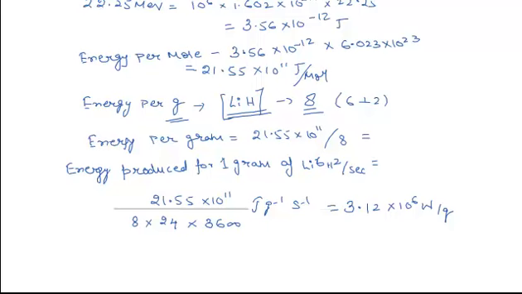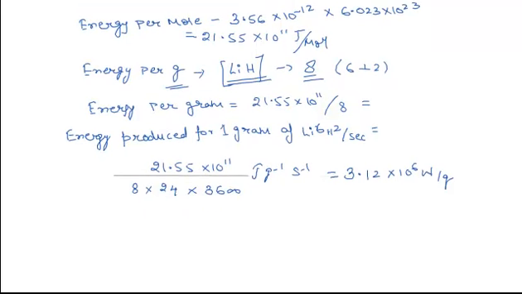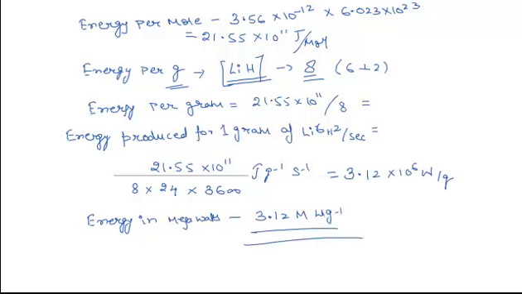Now our answer is still not complete. Is the question asked in watts per gram? What is watt energy? Watt is joules per second, gives you watts. What is measured as the energy per second is watts. Now we want the energy in megawatts. So what will be the energy in megawatts? It would be 3.12 megawatts per gram.